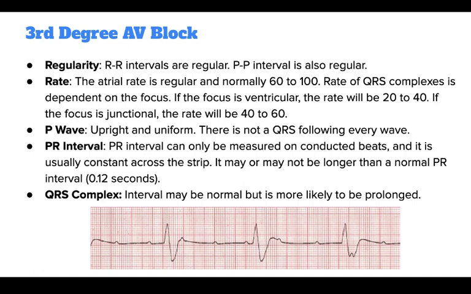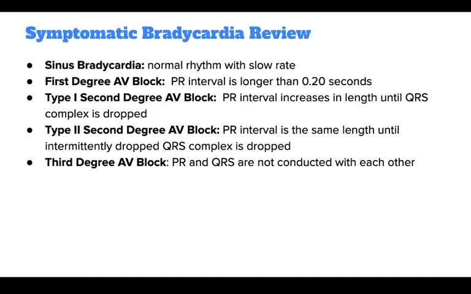The P wave is upright and uniform. There's not a QRS following every P wave. And the PR interval can only be measured on conducted beats, and it is usually constant across the strip, so it may or may not be longer than a normal PR interval, which is, again, 0.12 seconds. The QRS complex interval may be normal, but is likely to be prolonged.